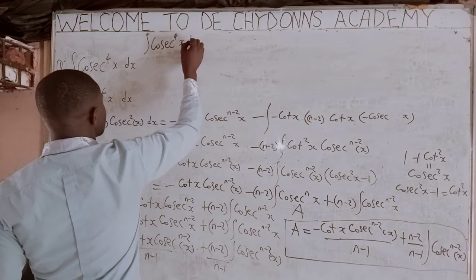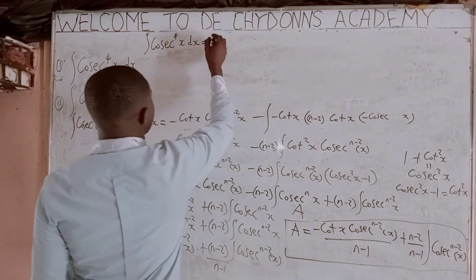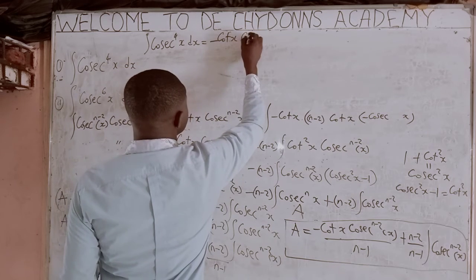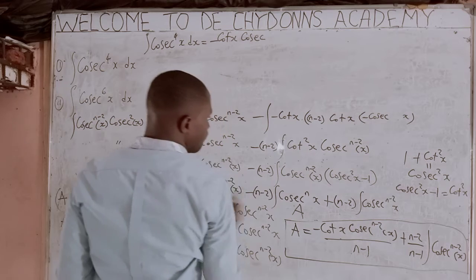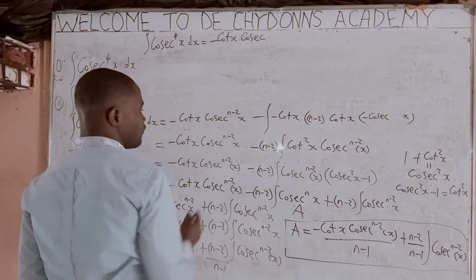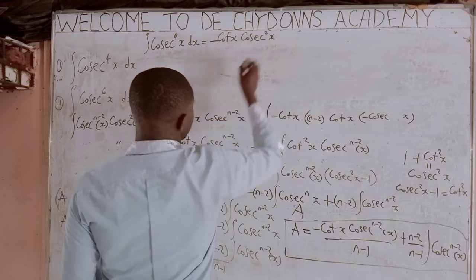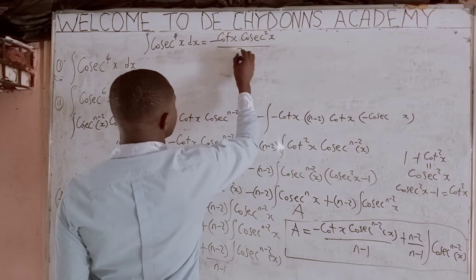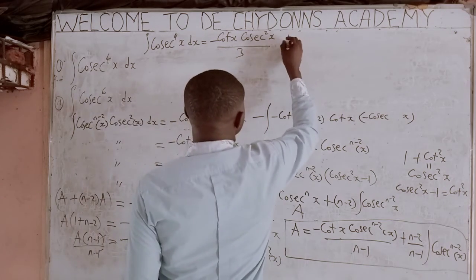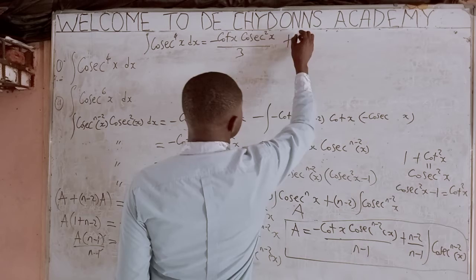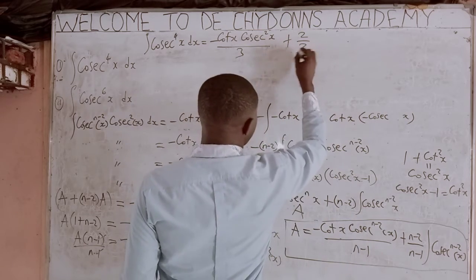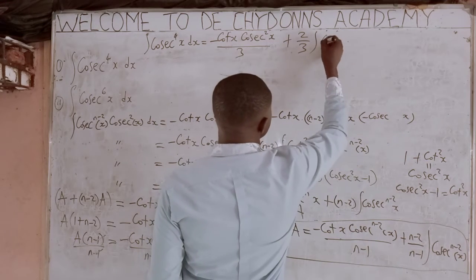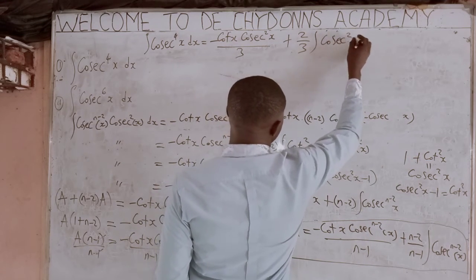integration cosec raised to power 4 x dx is equal to minus cot x cosec 4 minus 2 squared x all over 4 minus 1, 3, plus 4 minus 2 over 4 minus 1, 3, integration 4 minus 2, cosec squared x.